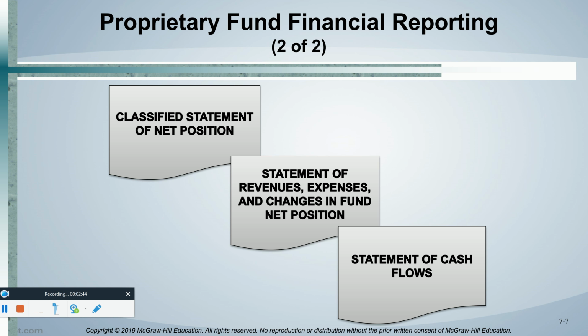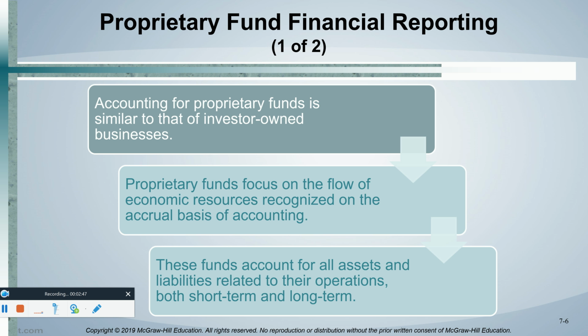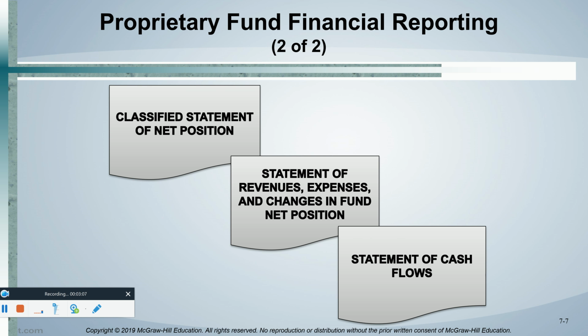Okay, proprietary funds, they are reported at the fund level as well as the government-wide level. Proprietary funds at the fund level use accrual accounting. So there is no modified accrual accounting here. That is a good thing. They do use accrual accounting, and at the fund level we have a balance sheet, also known as a classified statement of net position. We have an operating statement, and that would be called a statement of revenues, expenses, and changes in fund net position. And lastly, believe it or not, we have a cash flow statement.